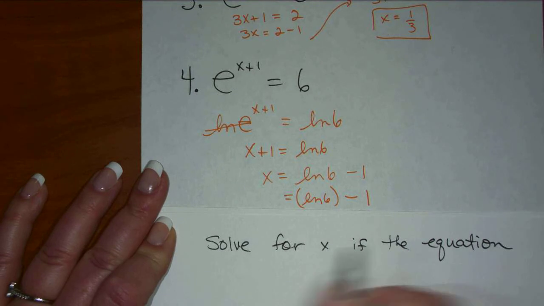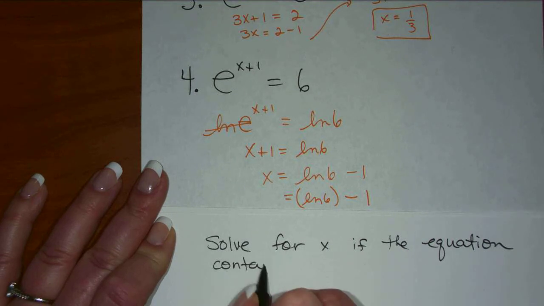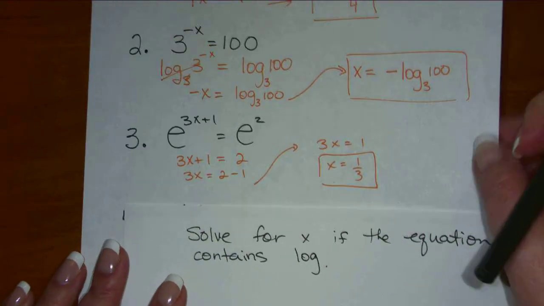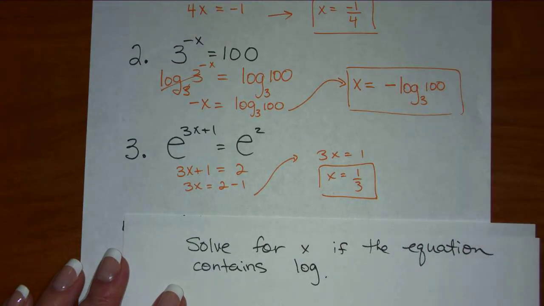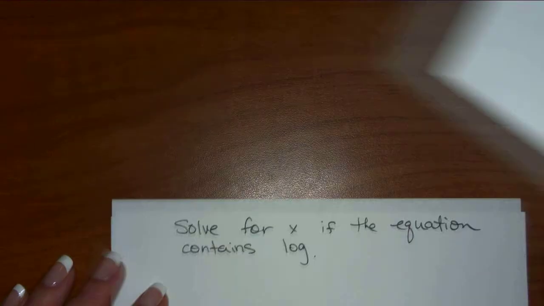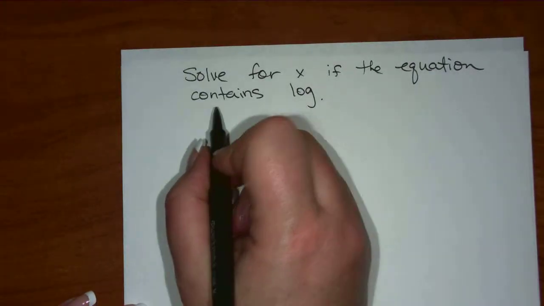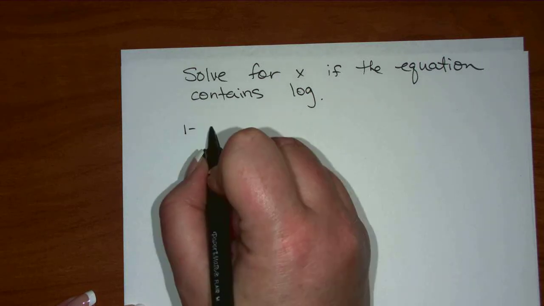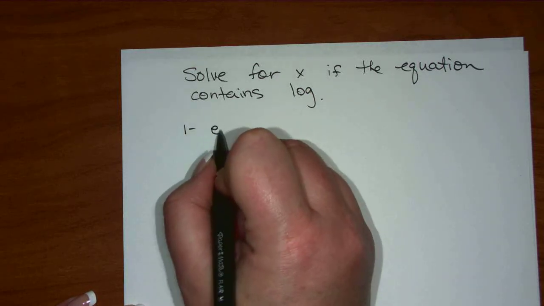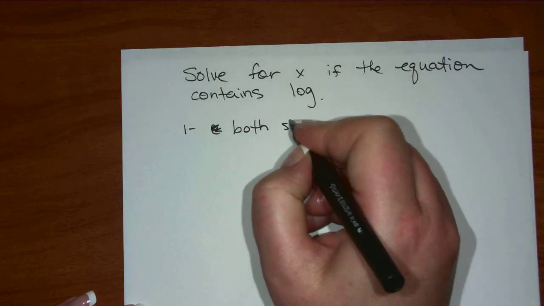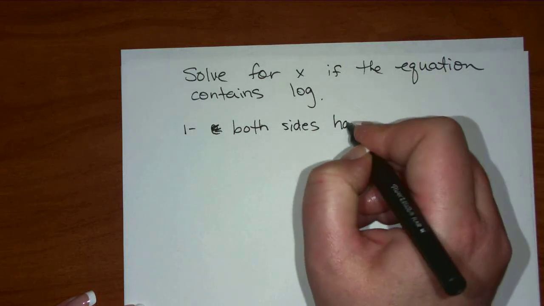So if it has a log in it to start, the ones we just saw didn't have any logs in them to start, we put a log in. So now the type is if it already has a log. So there's still two types. One, say both sides of the equal sign have a log, and we compare the arguments.